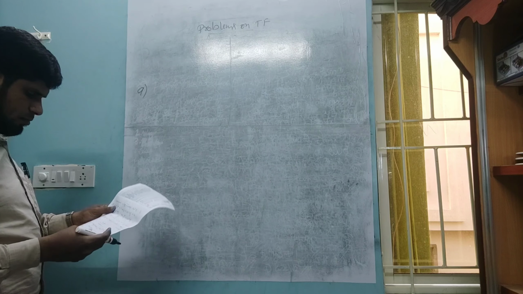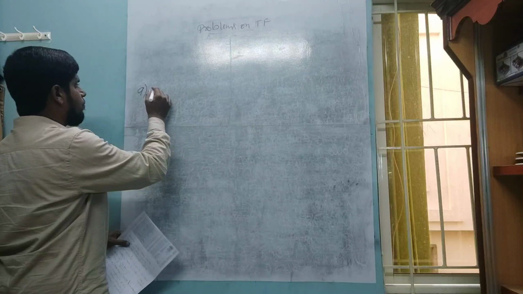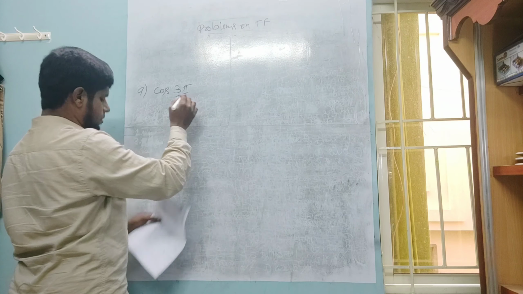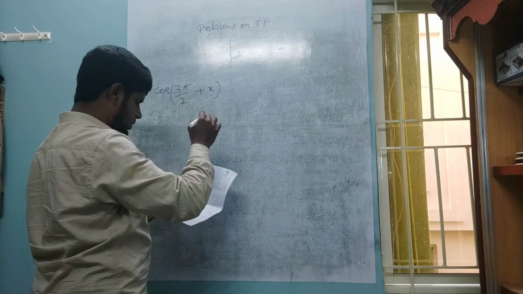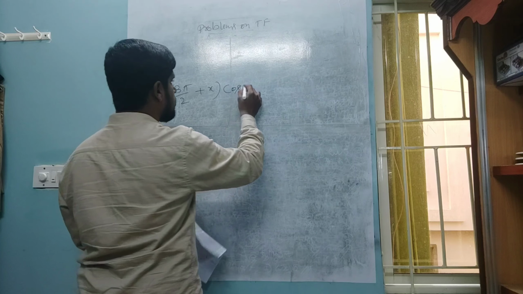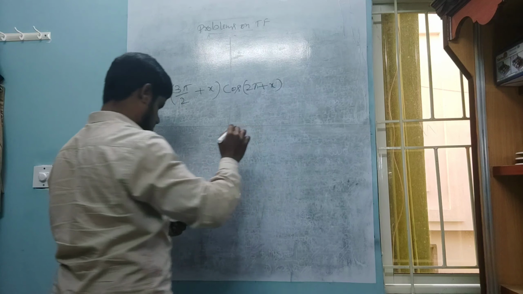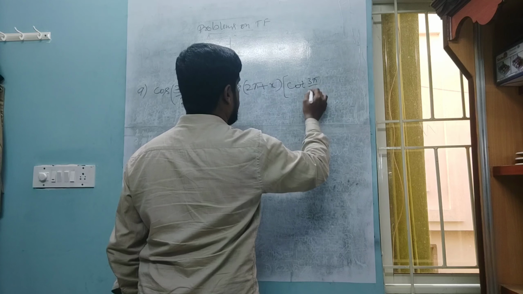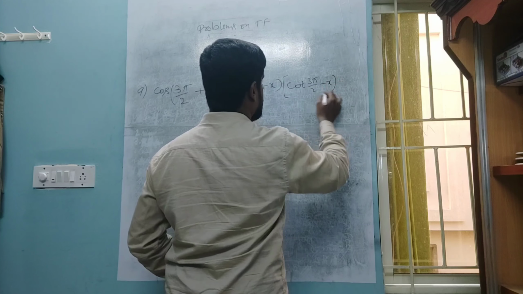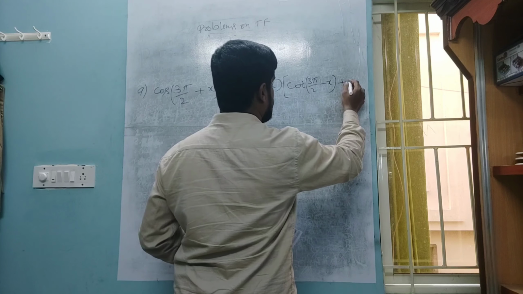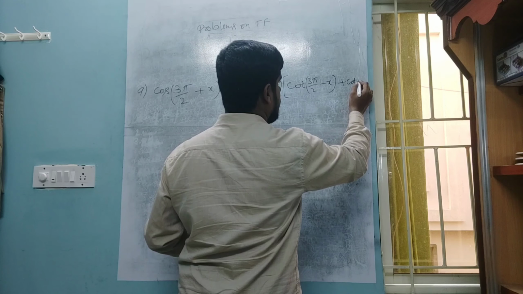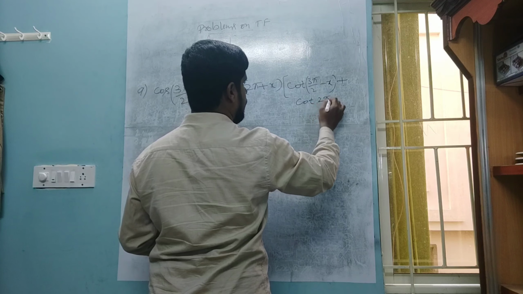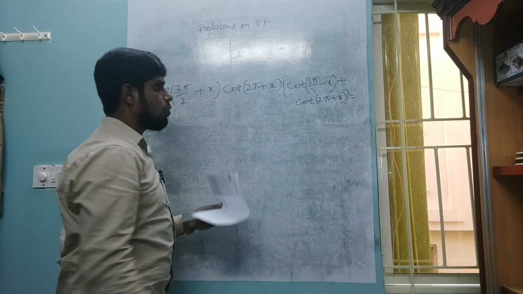Next problem is: prove that cos(3π/2 + x) into cos(2π + x) into cot(3π/2 − x) plus cot(2π + x) is equal to 1.